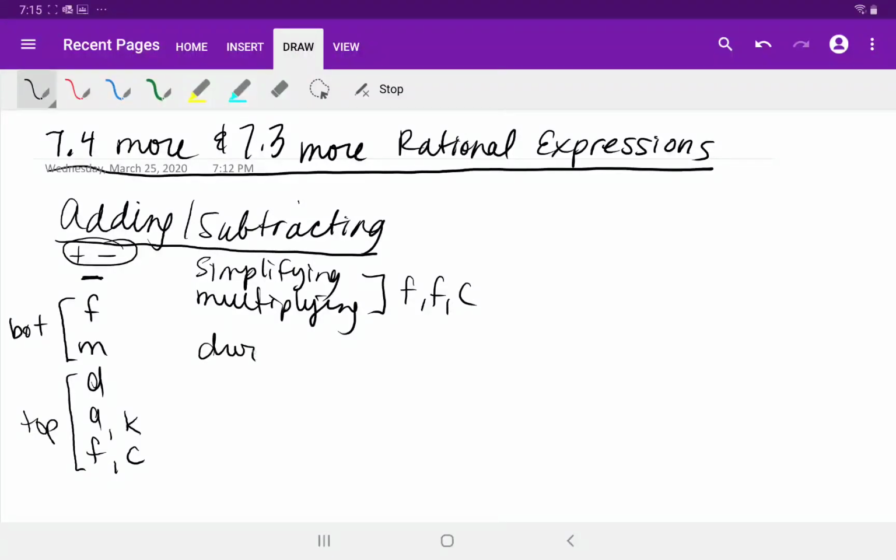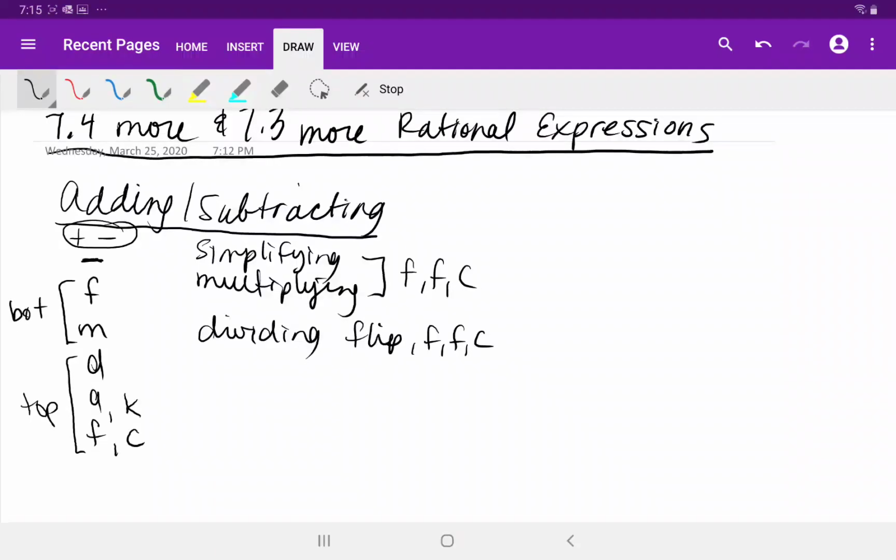And then what do you do for dividing? There's one thing you do first. You flip the second one, the one after the division sign. So flip FFC. Okay, and then you do have to remember your factoring. You have to remember your difference of squares, your greatest common factoring, your check factoring. Those are the trinomials.